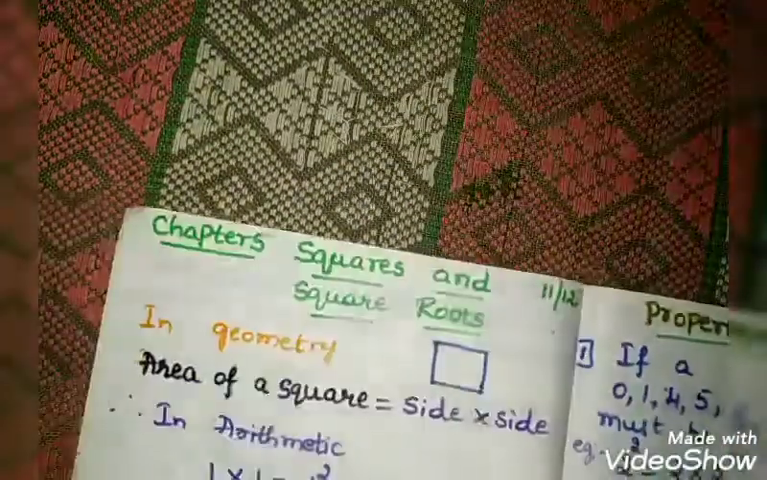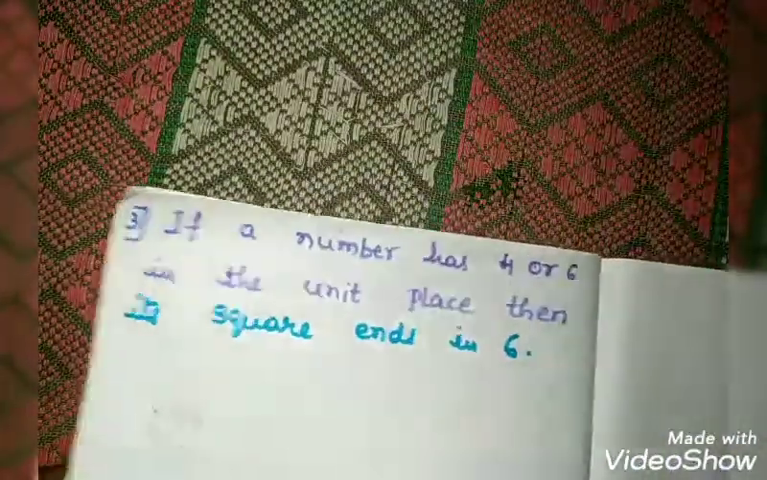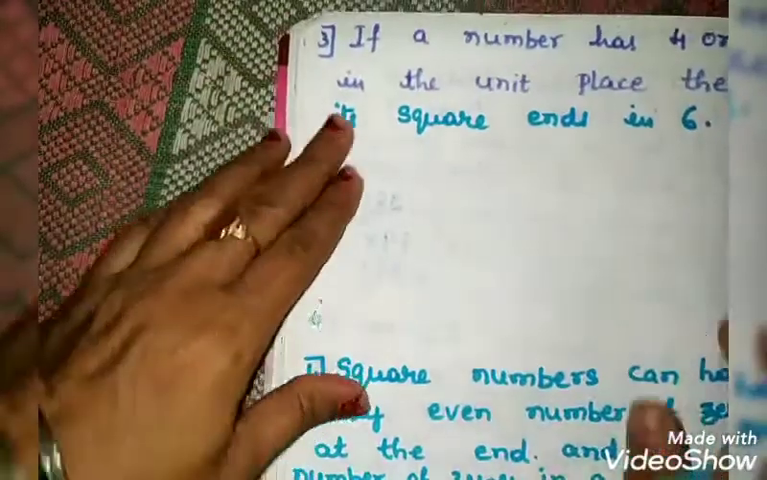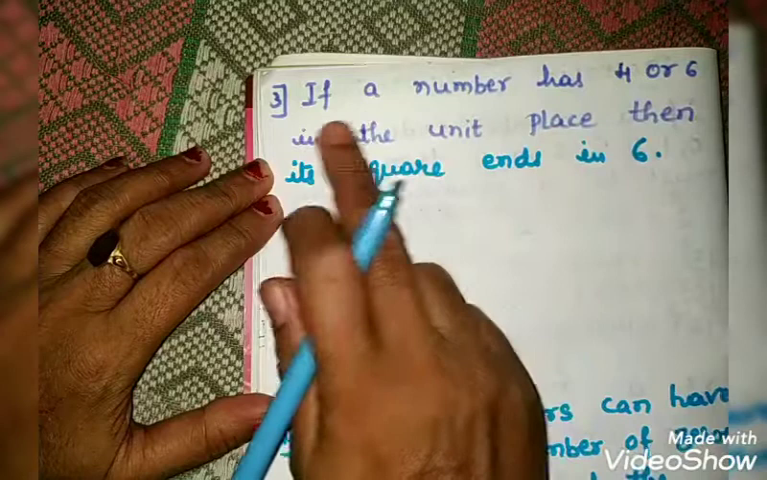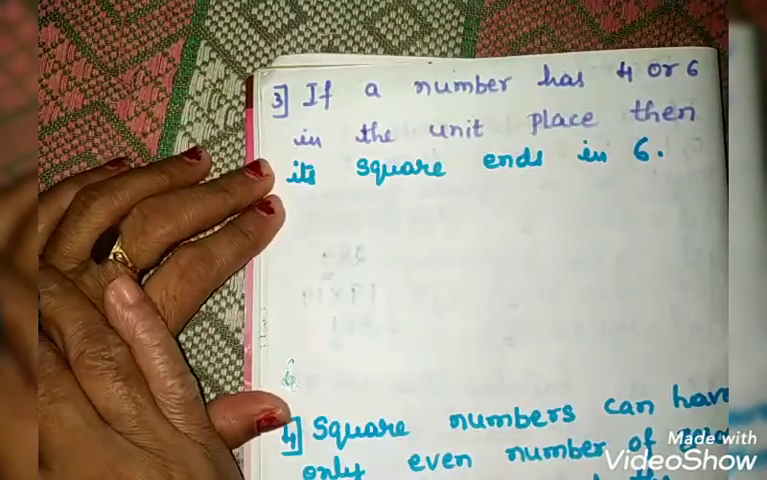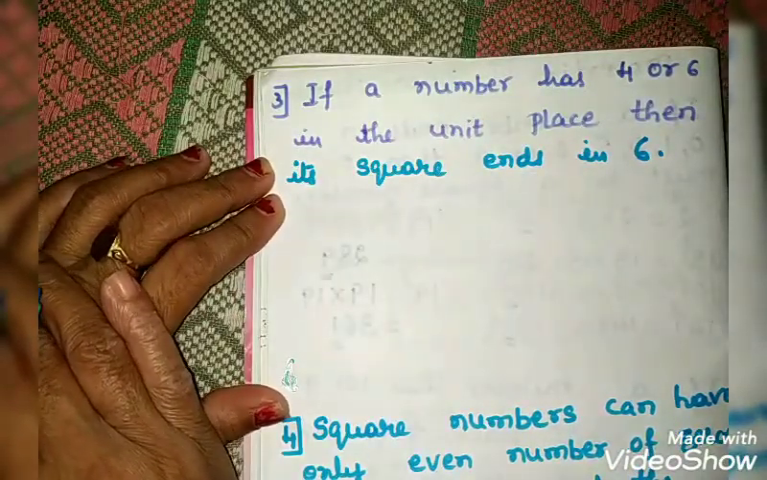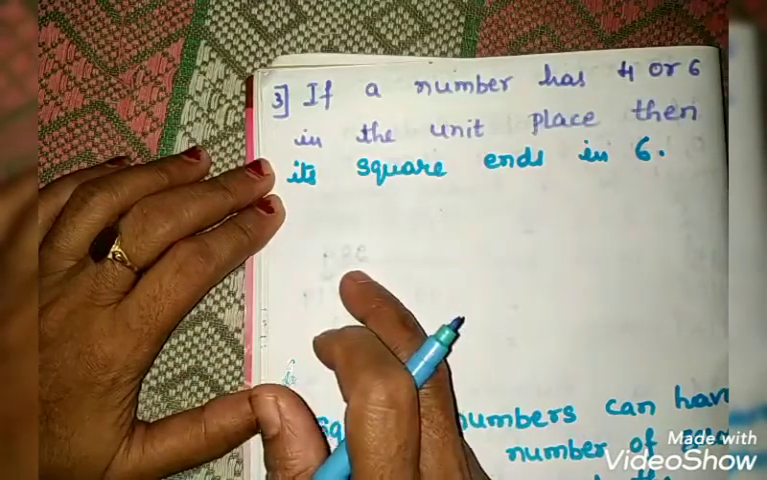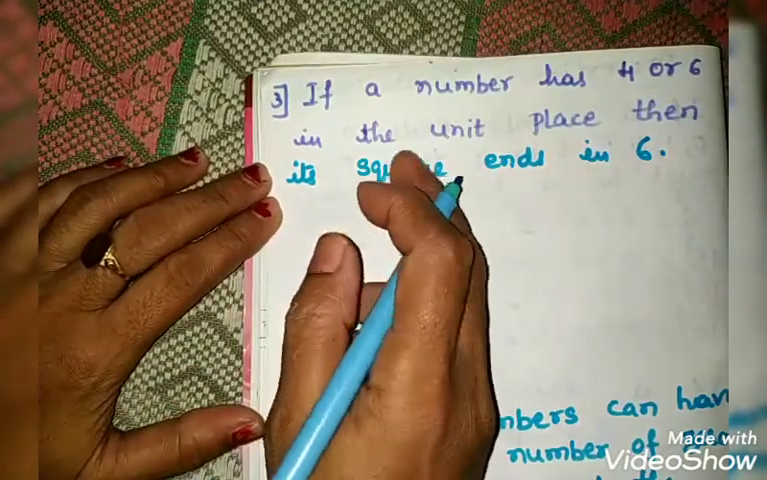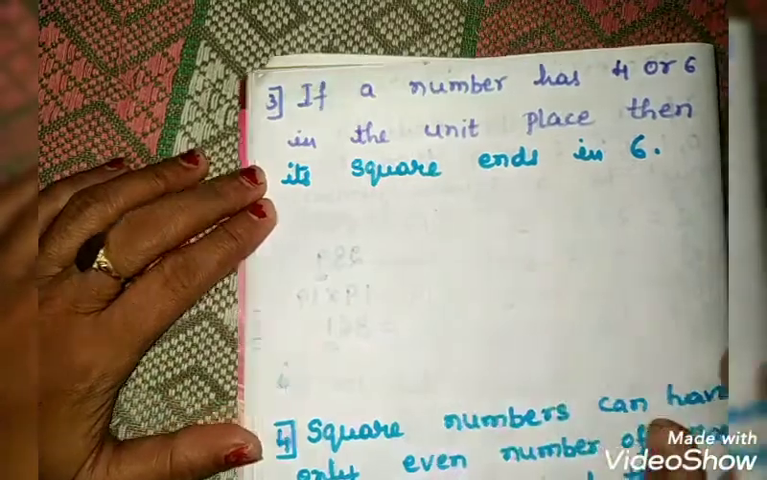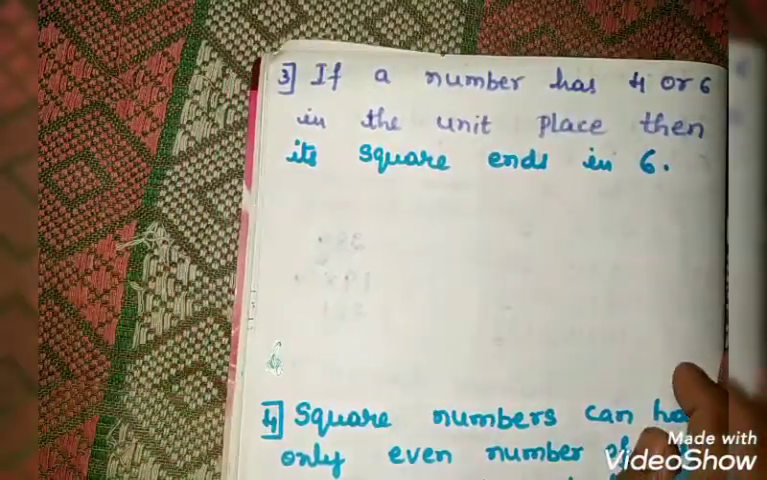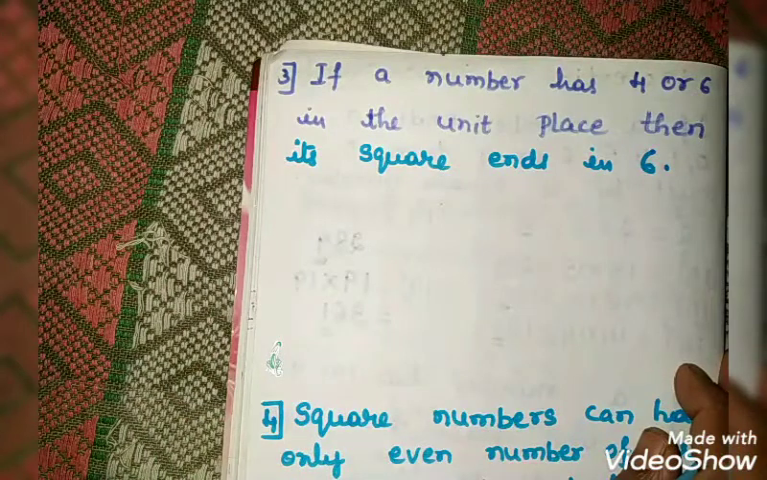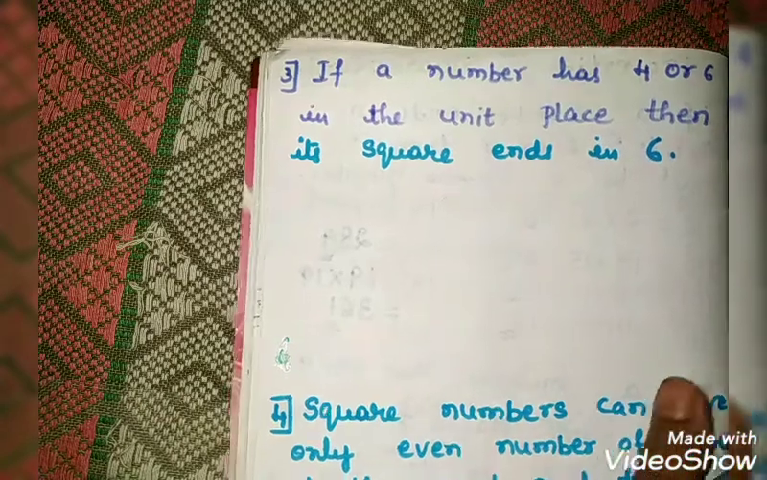Next, let us move on to another property, children. Another property of square numbers. If a number has 4 or 6 in the unit place, then its square ends in 6. Let us try it out. Can you understand actually? Tell me first. If a number has 4 or 6 in its unit place, a number must be there which is ending with 4 or 6, then its square ends with 6. That we have to prove.